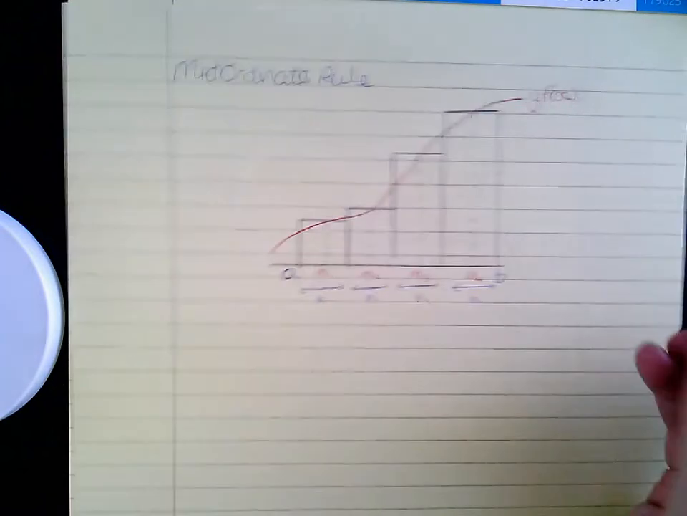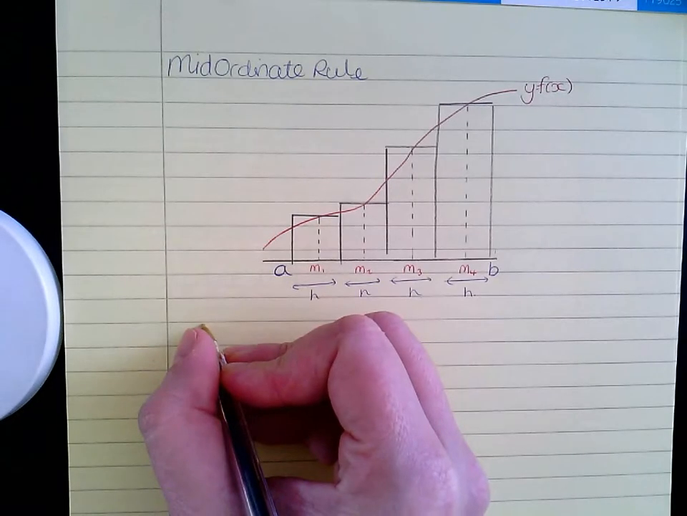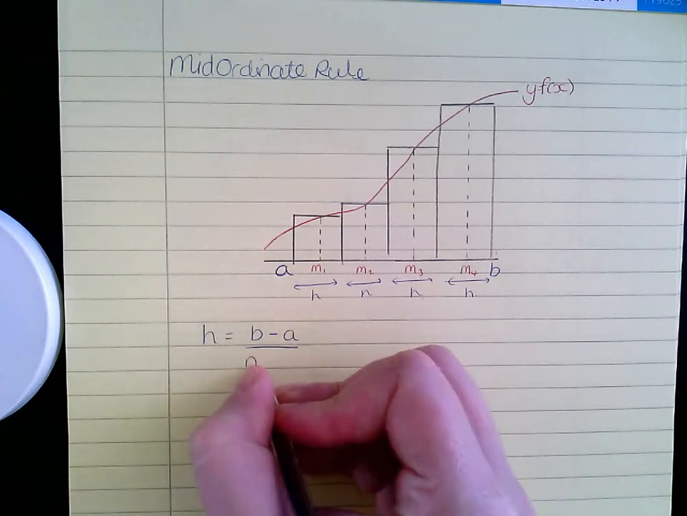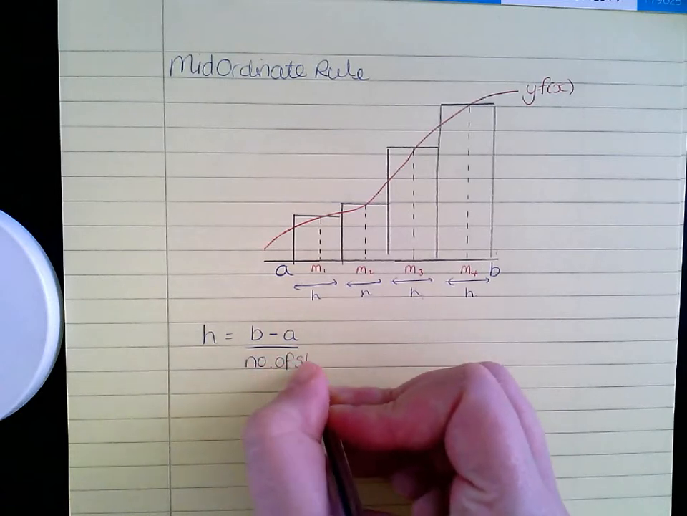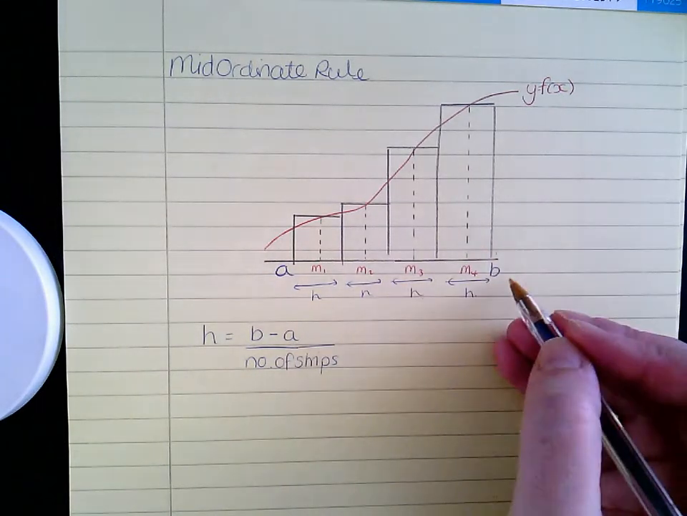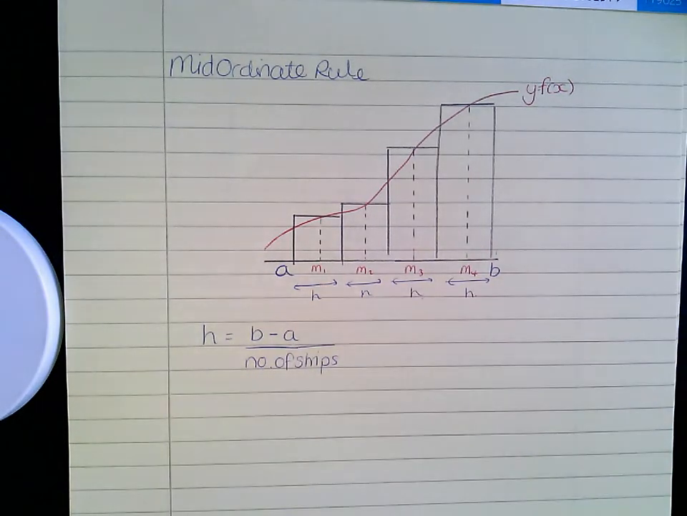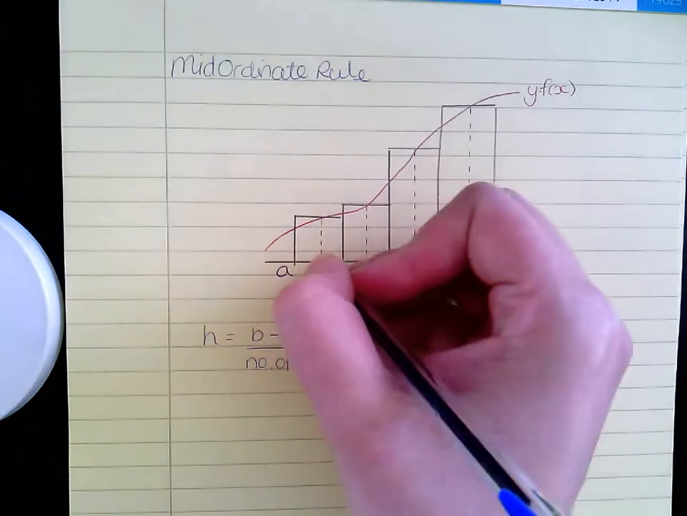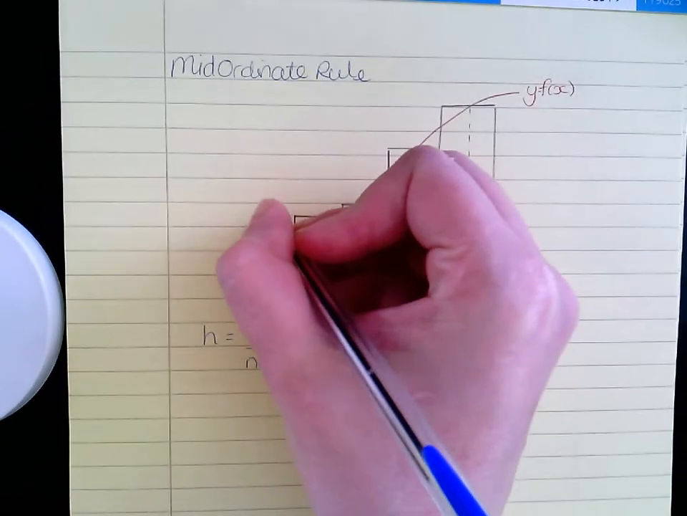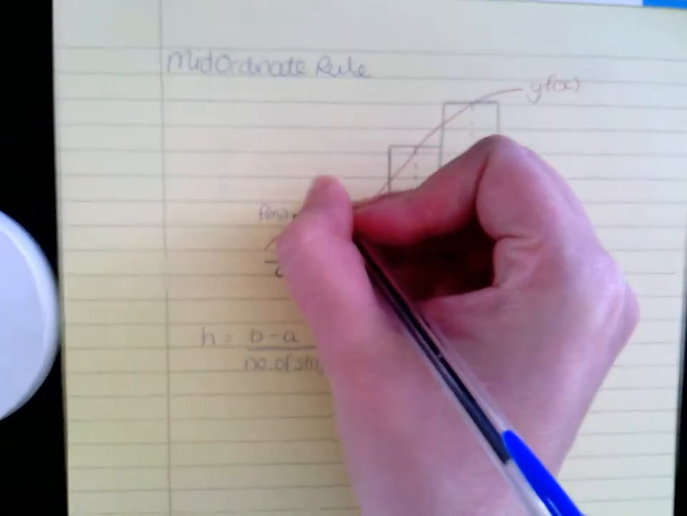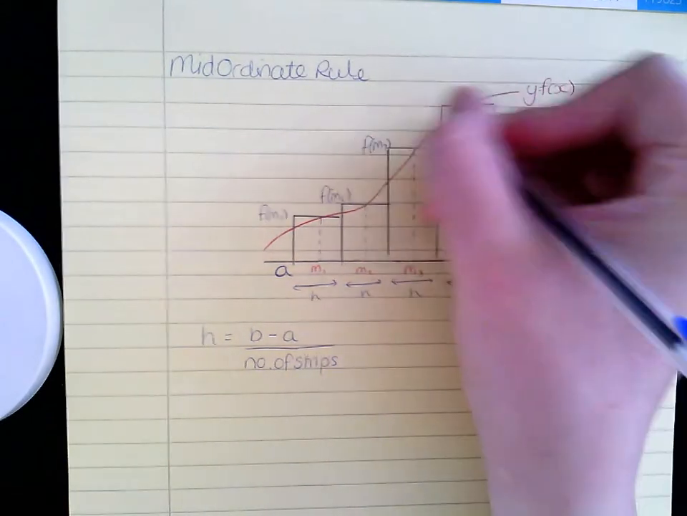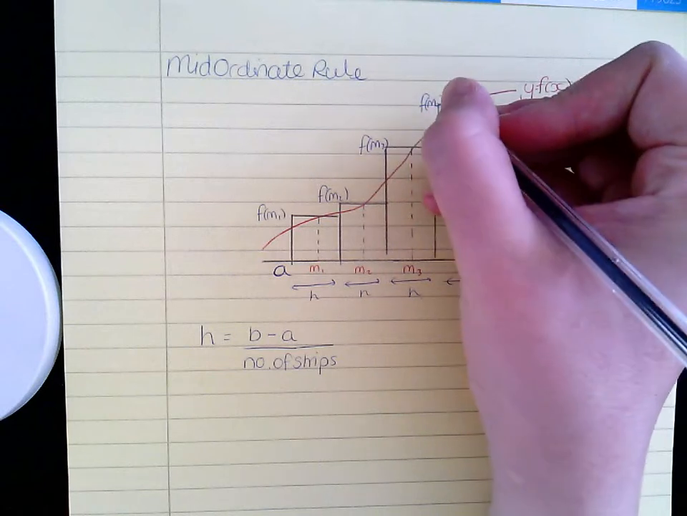So that means to work out h, we do (b minus a) divided by the number of strips. So in this case, I have 4 strips or 4 rectangles. So whatever these two values are, I would need to split it up. In addition, we would also need to know the heights of each of these bars. So the height of this bar would be f of this midpoint, and this one would be f of m2, f of m3, and f of m4.